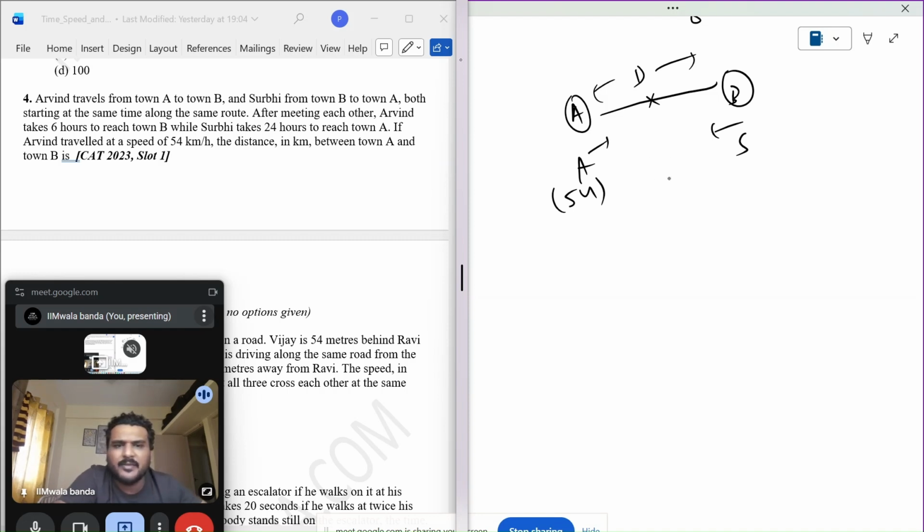I think it is very similar to the question we just did. After meeting each other, Arvind takes 6 hours to reach town B. So after meeting each other, he is taking 6 hours. So can I say in 6 hours with its speed of 54, it must have covered this much distance, right? And Surbi takes 24 hours to cover this much distance with its speed of, let's say, SS. And this total should be D, correct?